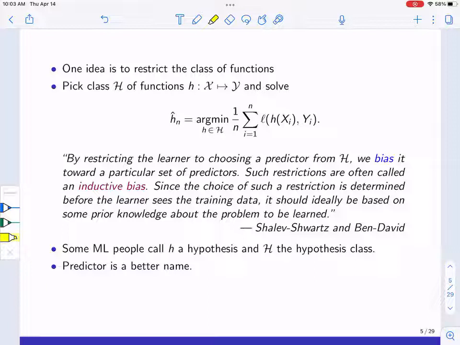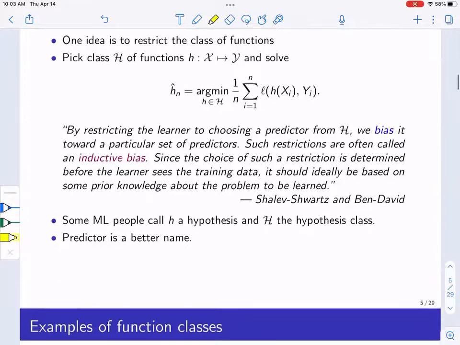I forgot exactly why they call it that, but they call it a hypothesis. And then H is called a hypothesis class. So H stands for hypothesis. A predictor is a better name. So it's a prediction problem, and this is a predictor.